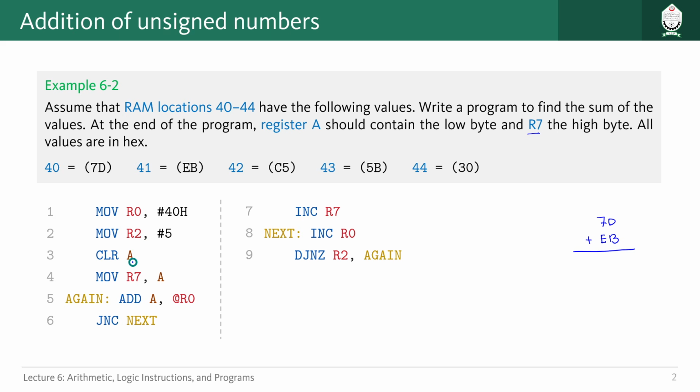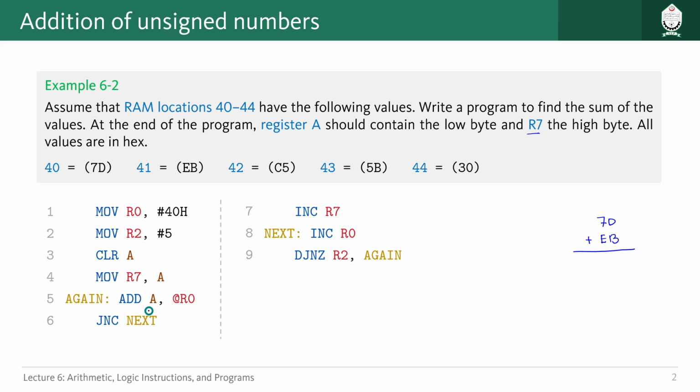And then we are clearing A so that there is no garbage value inside A when we start the calculation. And then we are also clearing R7 by moving the value of A. Currently in register A we have 0, so if I move that value, R7 will also be cleared. Then we will start with our loop.